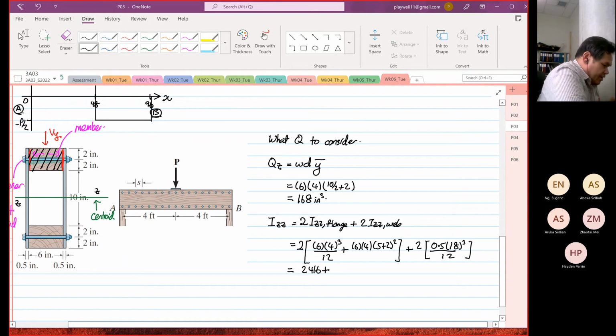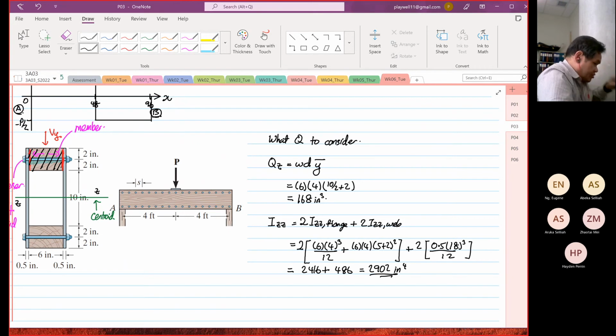Plus 18 to the power 3 times 0.5 divided by 12, times 2, which is 486. So this is equal to 2416 plus 486, which is 2902 inches to the power 4. Okay, let me do it again. 6 times 4 to the power 3 divided by 12 plus 6 times 4 times 7 squared times 2 gives 2416, plus 2 times 0.5 times 18 to the power 3 divided by 12 gives 486, so 2416 plus 486 is 2902. Okay, so we found our second moment of area.